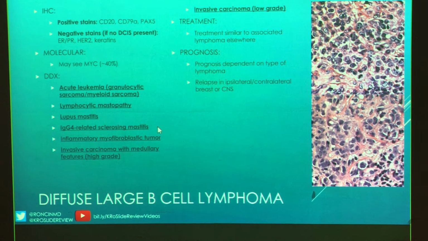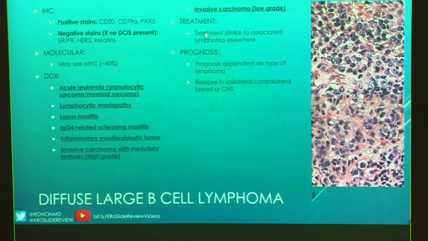Lupus, IgG4, so these things are more related to the inflammatory response. Obviously, we have to talk about inflammatory myofibroblastic tumors, so again, go back and review all those things. And then invasive carcinoma with medullary features, so a very high-grade carcinoma. An invasive carcinoma that would be low grade? I don't know about that. But again, your keratins are going to be negative, so that's going to help you out there.